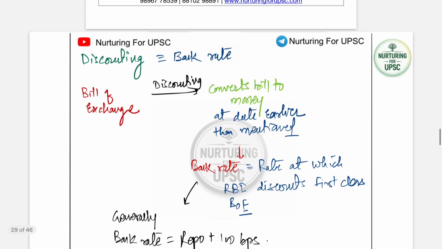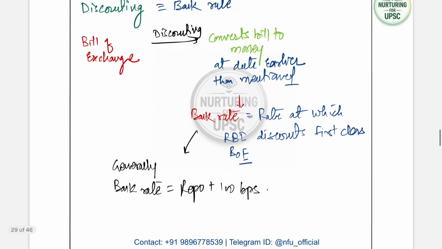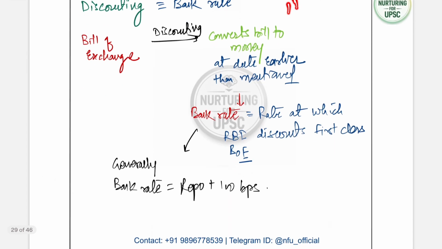Moving forward, we'll be talking about what are the instruments of monetary policy management, or how does the money supply management work. So before moving to that, I want you to understand the concept of discounting. So what does discounting mean?